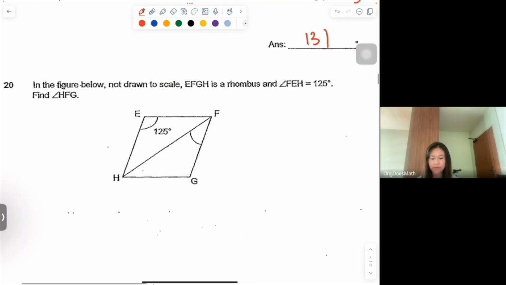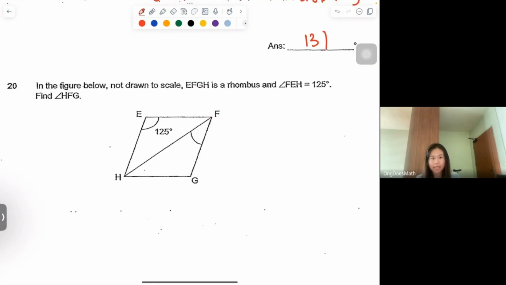Next, very good, we have another angles question. In the figure below, not drawn to scale, EFGH is a rhombus and angle FEH is 125 degrees. Find angle HFG. What's so special about a rhombus is that all sides are the same. It's like a square, but it's a slanted square, but all sides are the same.